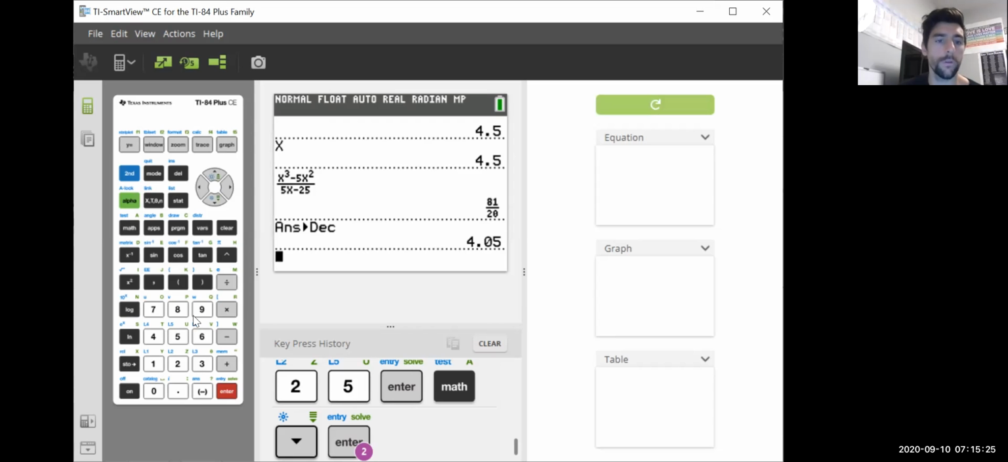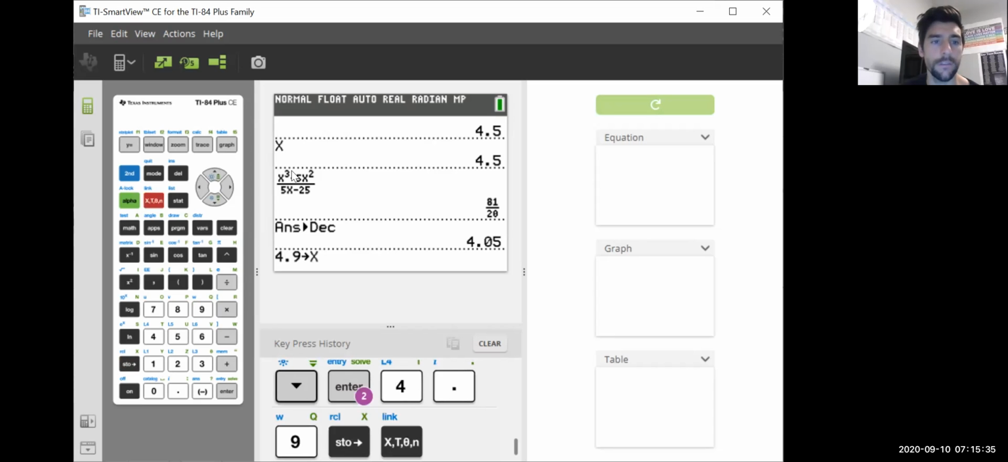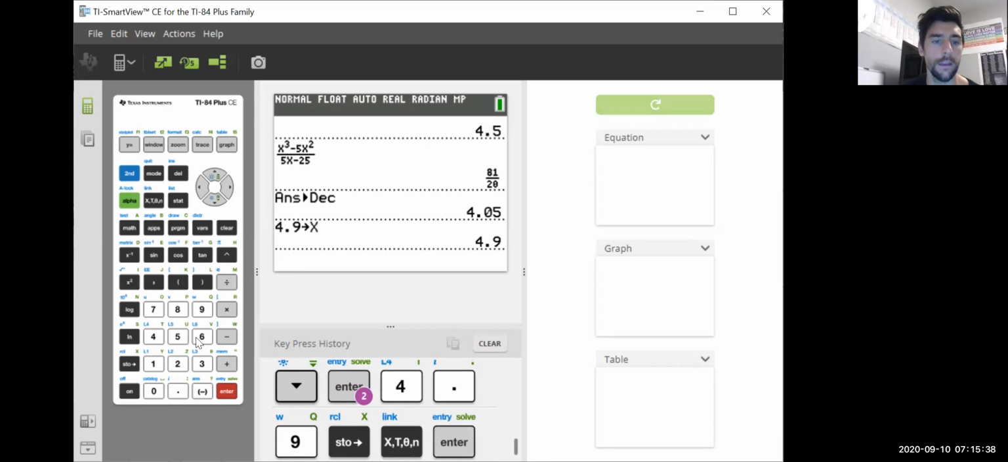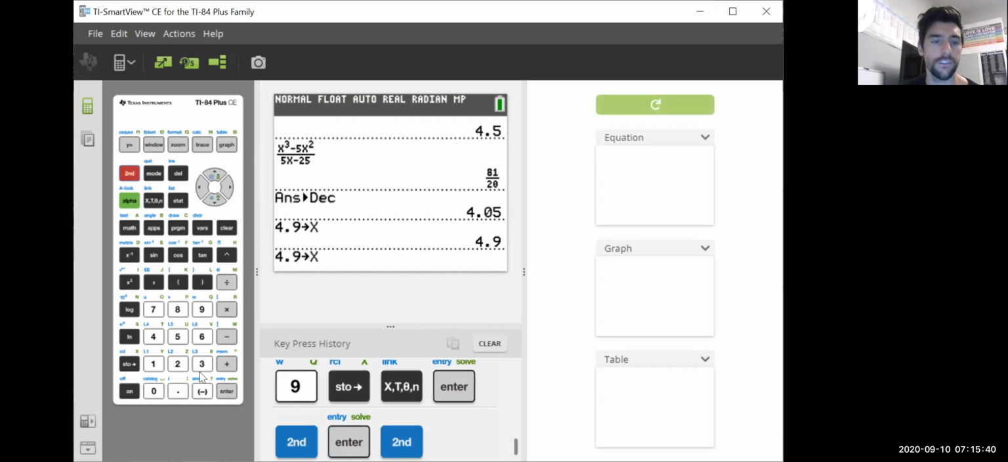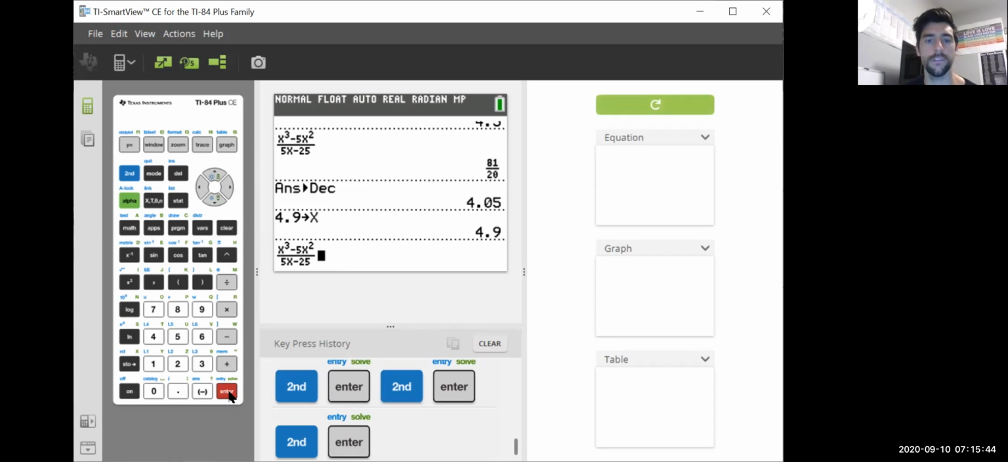I'm going to do this for a few more examples and just write my numbers up. I still have it stored, I want to try out 4.9, so I'll do 4.9 and I'll store that value in X. And then instead of retyping this each time, you can go second enter on your calculator and just keep pressing second enter, and it'll pull up previous entries. And now I can just hit enter.